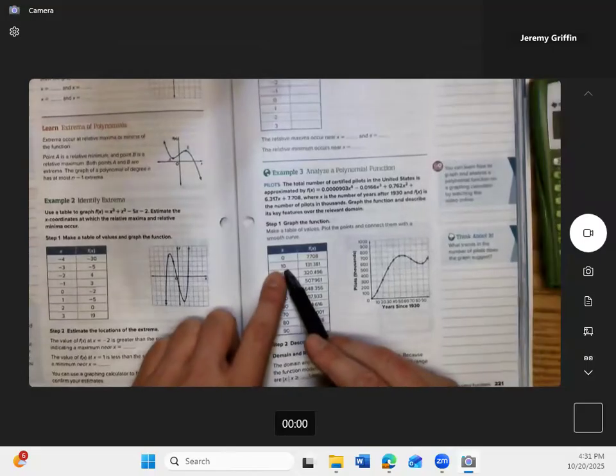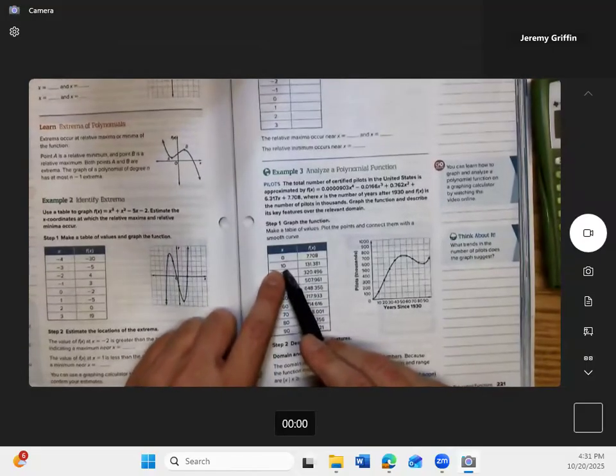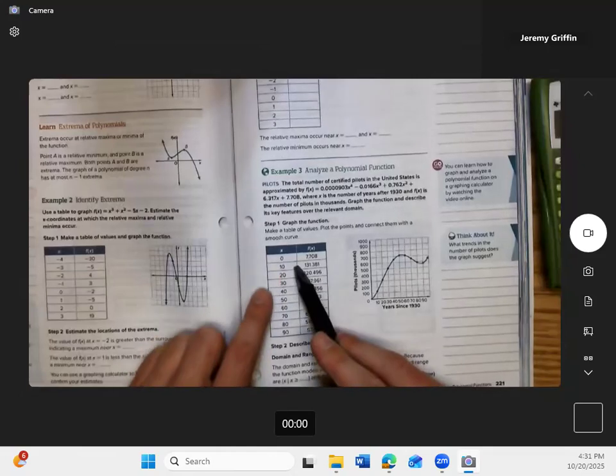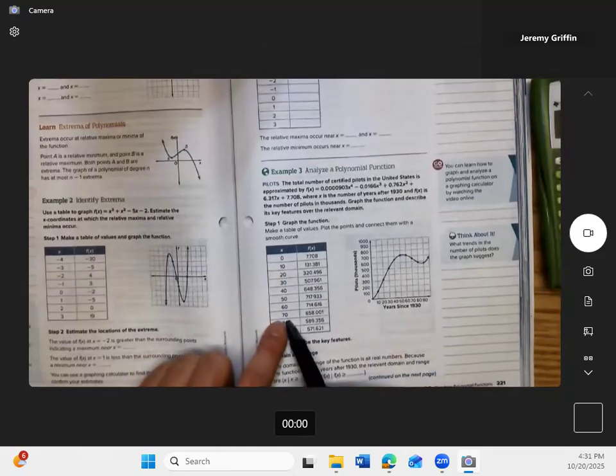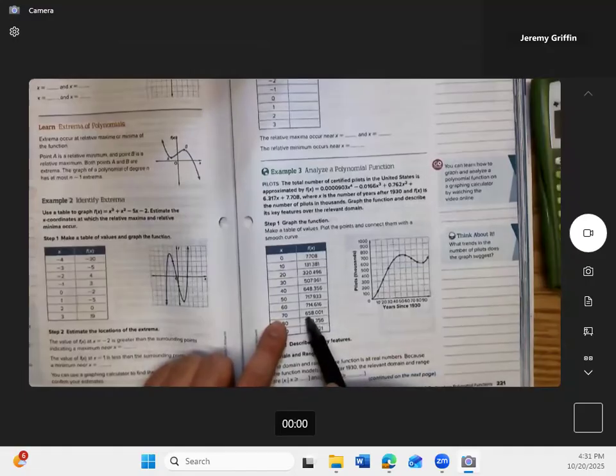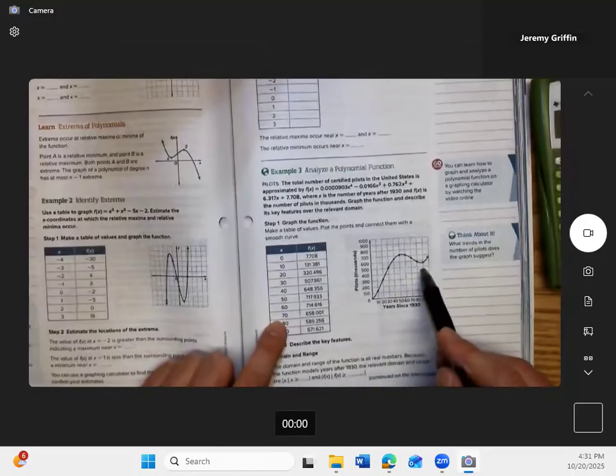All right, we're back. Had to fix something there. All right, so 10 years after 1930 would be 1940. There were 131,000 pilots. How about 70 years after? So the year 2000, there were 650,000 some pilots. Okay, so you can plot this all on a graph.